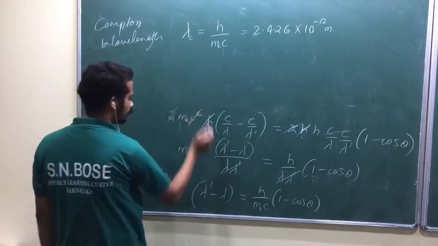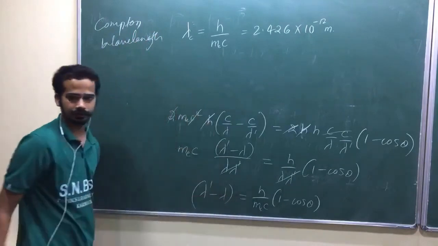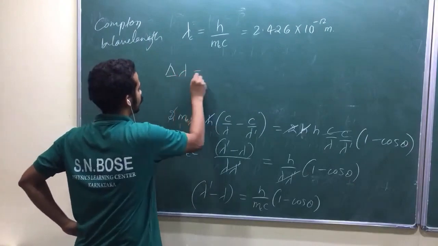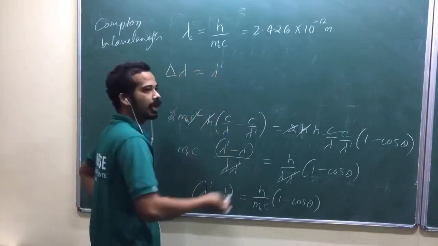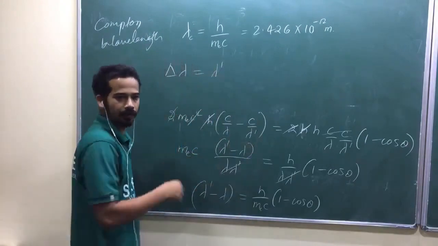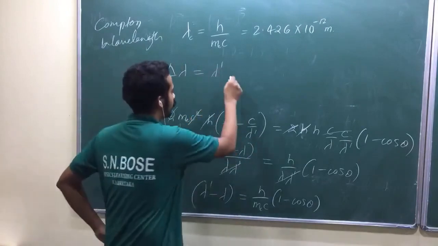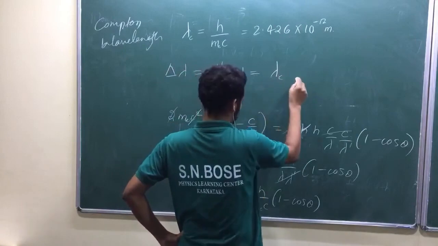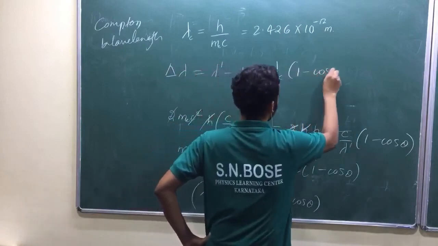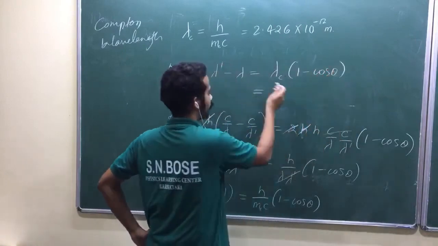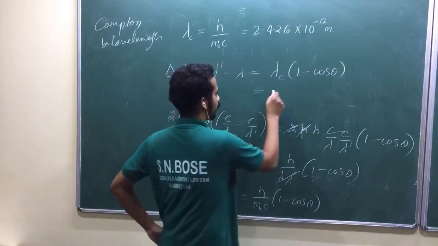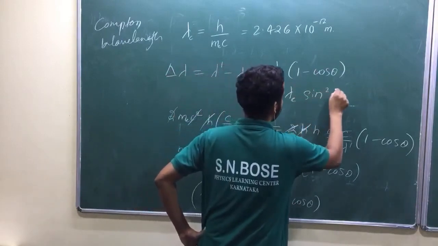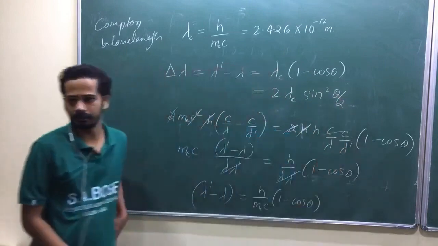And again, we call this the Compton shift, the change in the wavelength. So delta lambda is equal to the wavelength of the scattered photon, because the scattered photon has less energy, so it has more wavelength. Lambda prime minus lambda is equal to lambda c into 1 minus cos theta. Sometimes we prefer writing that in terms of sine square theta by 2: 2 lambda c sine square theta by 2. We write it like this sometimes.